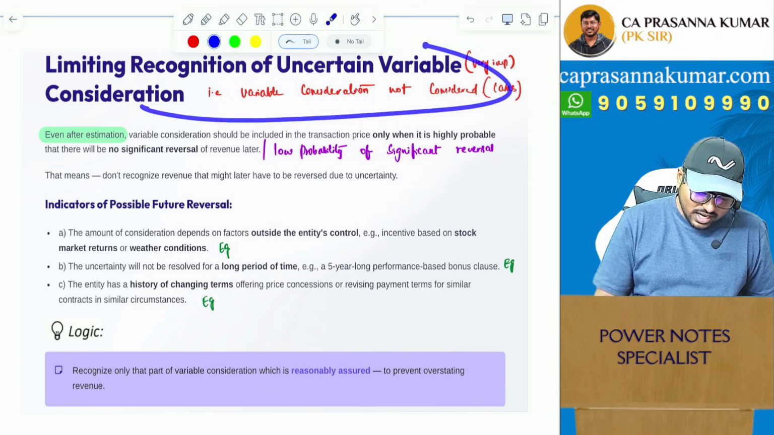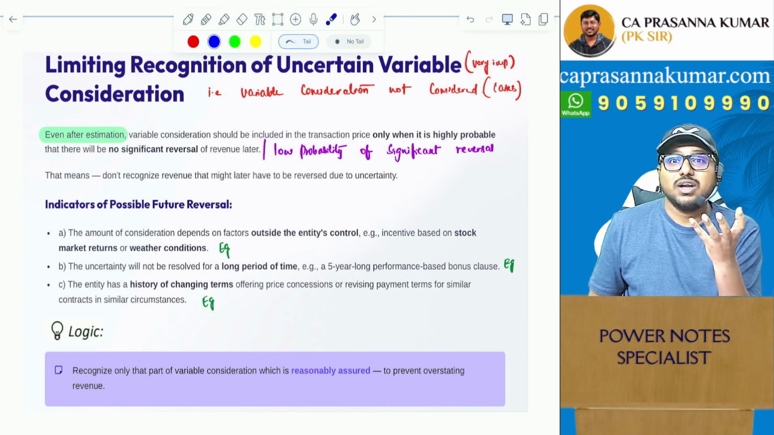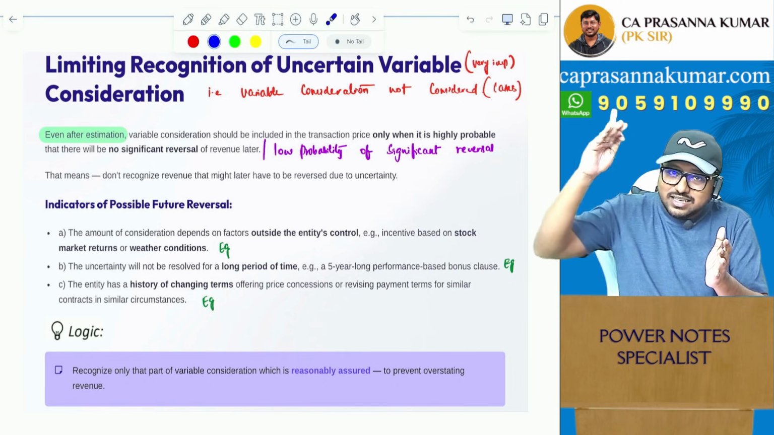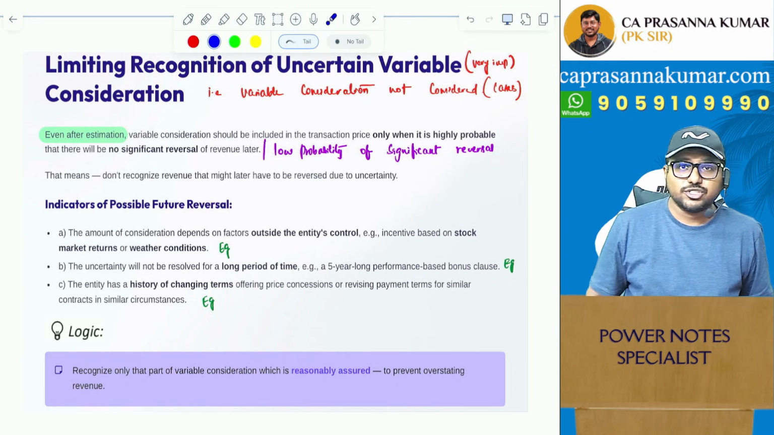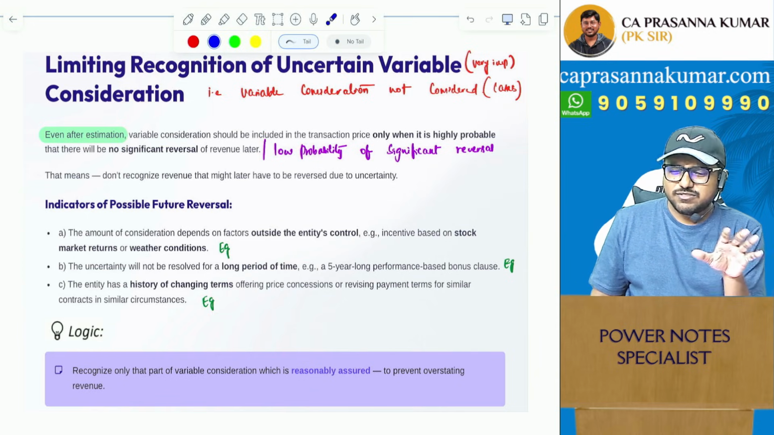So this is a kind of constraint. This condition is called constraint. Constraint means it is limiting your variable consideration recognition. Got it? Okay, sir, enough, sir. You have said all the concept.